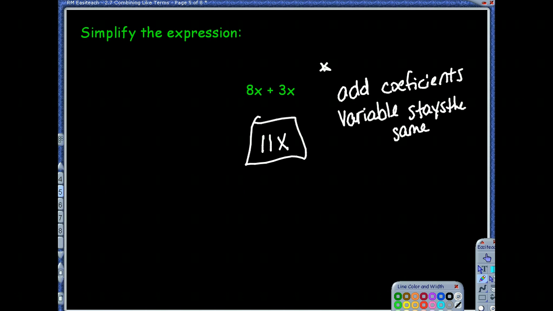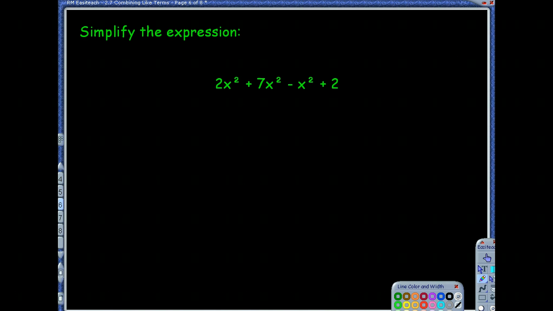Notice that they have to be like terms first. So as long as they're like terms, you're going to add the coefficients and the variable part will stay the same. All right, knowing that now, let's take a look at this next example.